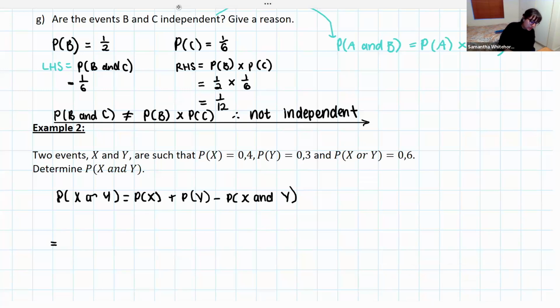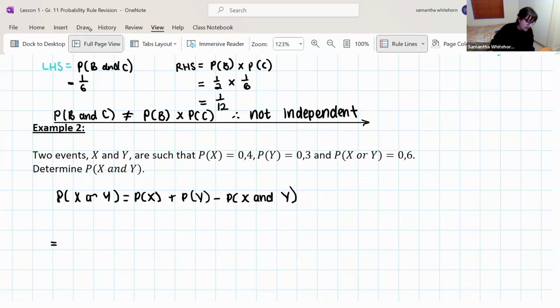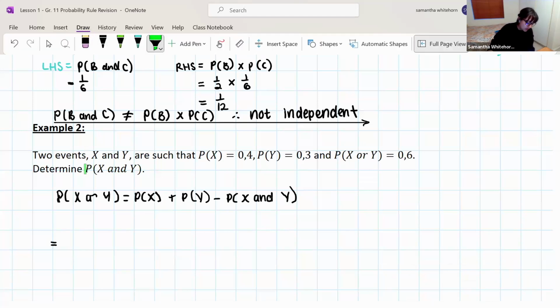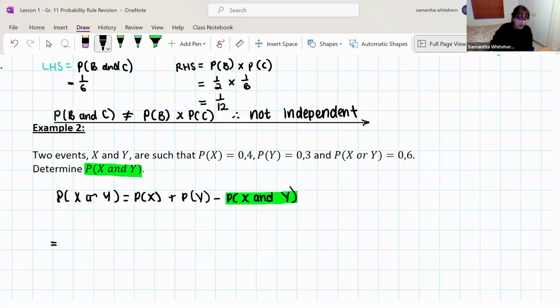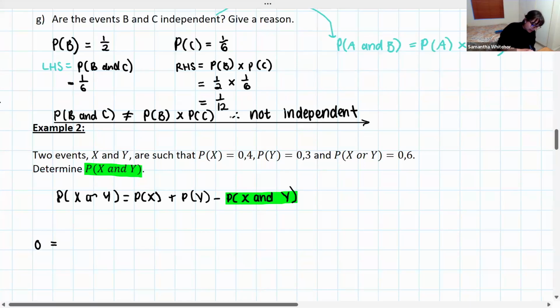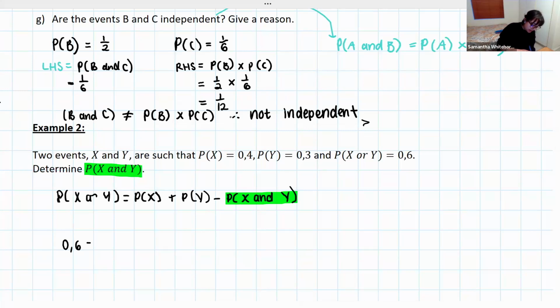So you've been asked to determine the probability of X and Y. If you look in your formula, that is the very last term. So we're just substituting in, and essentially it's like solving for X. We know that the probability of X or Y is 0,6. Let's just write that. So 0,6 is equal to the probability of X, 0,4, plus the probability of Y, 0,3, minus that value that we want, probability of X and Y.